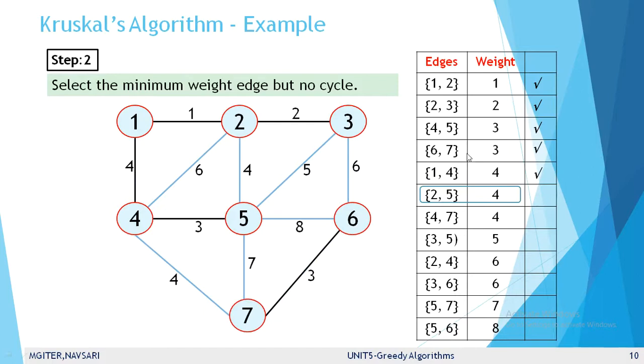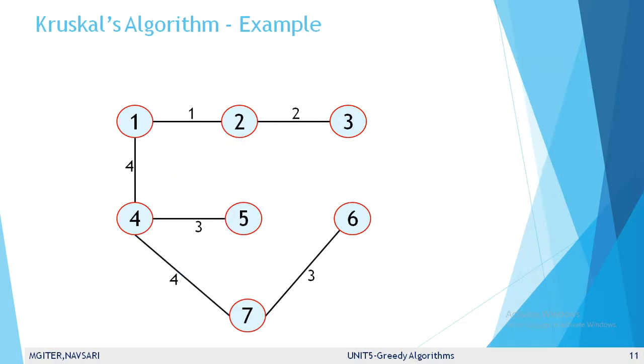4 to 5, 6 to 7, 1 to 4, and then 2 to 5. 2 to 5 we cannot select, because if we select it then it forms a cycle. So we cannot select it. 4 to 7 we can select, with the weight of 4.